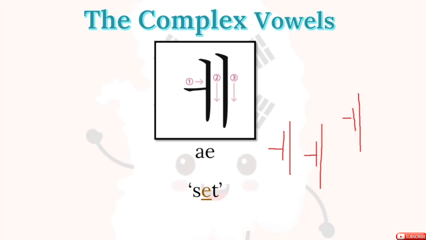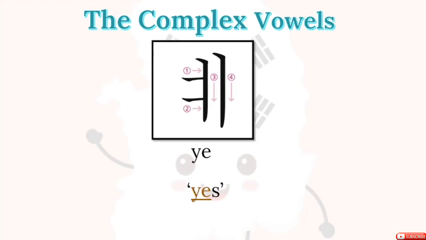Okay, moving on to our next complex vowels. This is the shorter version of ye. Ye. And it sounds like the word yes, ye. And the correct way to write this: 1, 2, 3, and 4. Let's try one more time. 1, 2, 3, and 4. Okay.